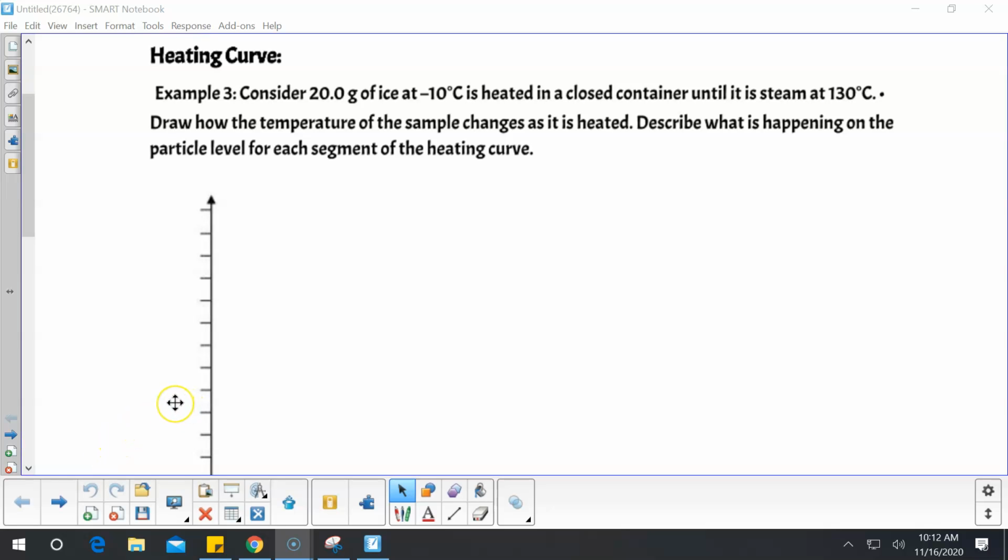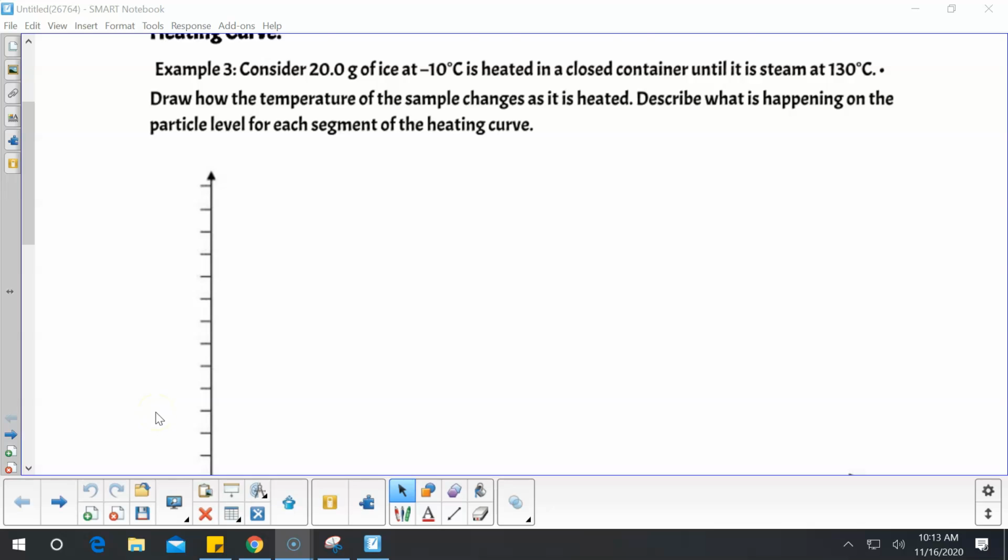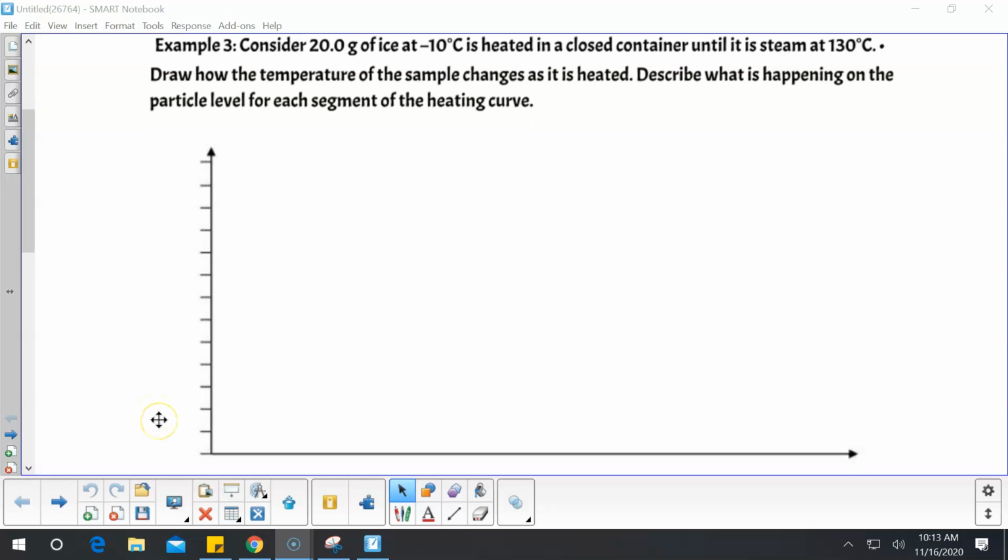So now we're going to look at a heating curve problem that includes both change in temp and change in state. To look at this, we are going to go through this example. It says, consider you have 20 grams of ice at -10. It's heated in a closed container until it reaches steam at 130 degrees Celsius. Draw the temperature versus time and describe what's happening at each level. So we're going to draw this out first.